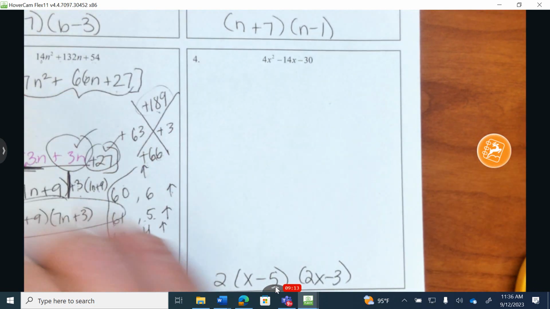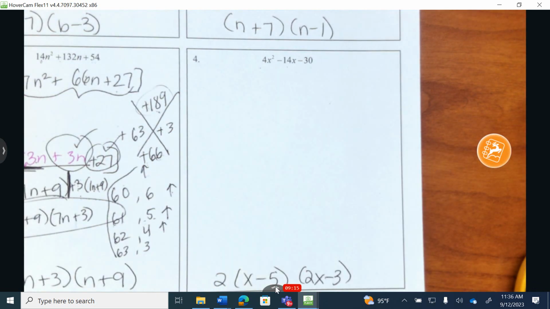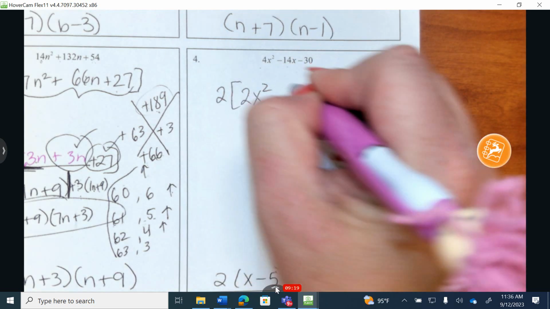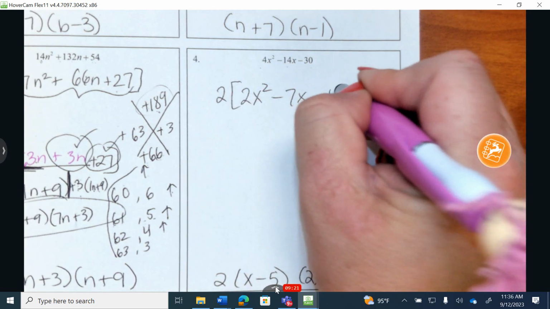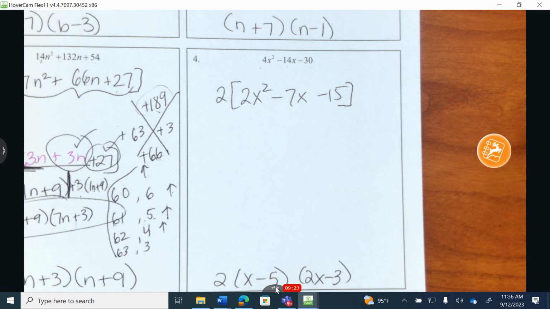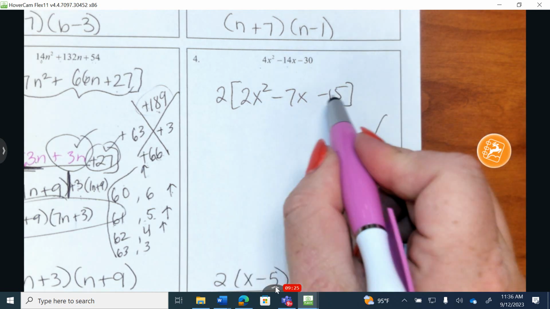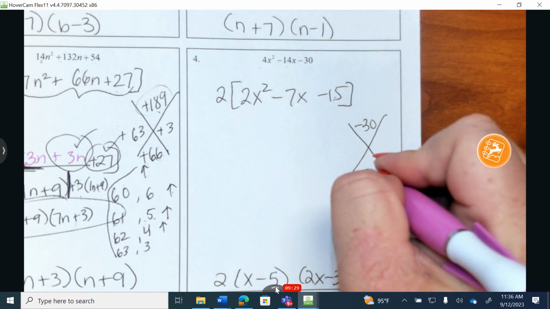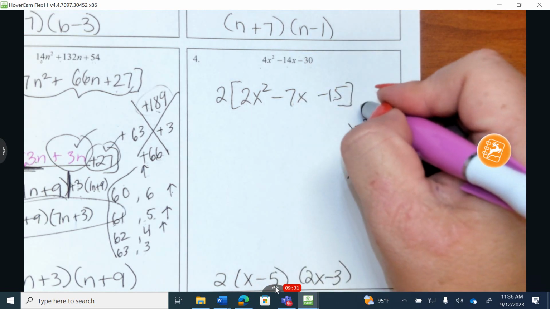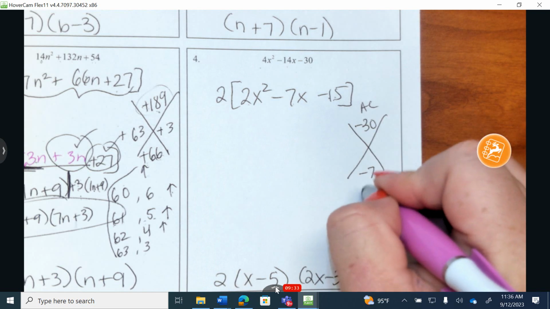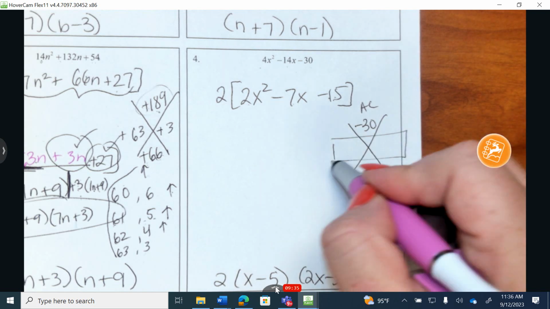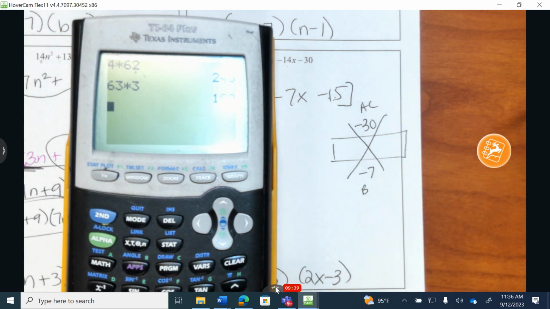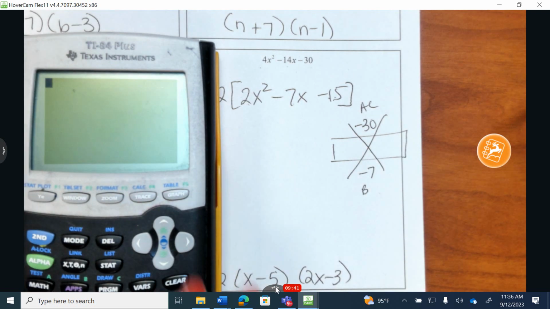Again, I'm going to start right away by recognizing that all of these are even, and I'm going to divide it by 2. 2x squared minus 7x minus 15. What multiplies to equal negative 30 and combines to equal negative 7? This is your A and C, and this is your B. So what two numbers? Now, what do you do if you don't have great number sense? You start with this top number, and don't worry about the positive or negative.